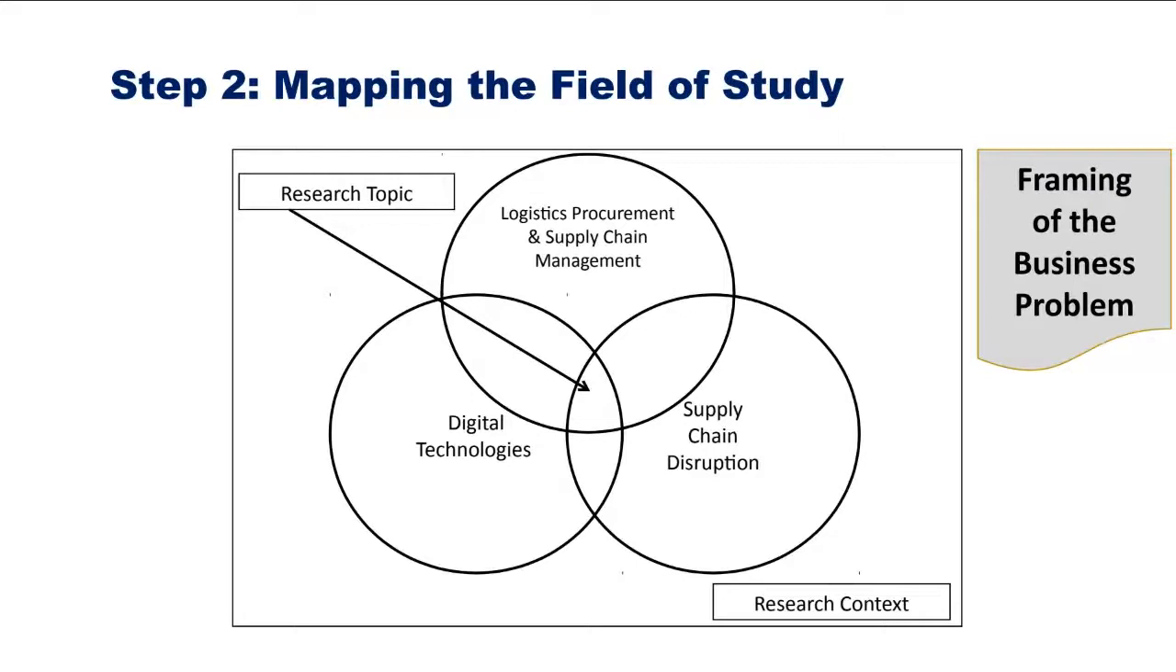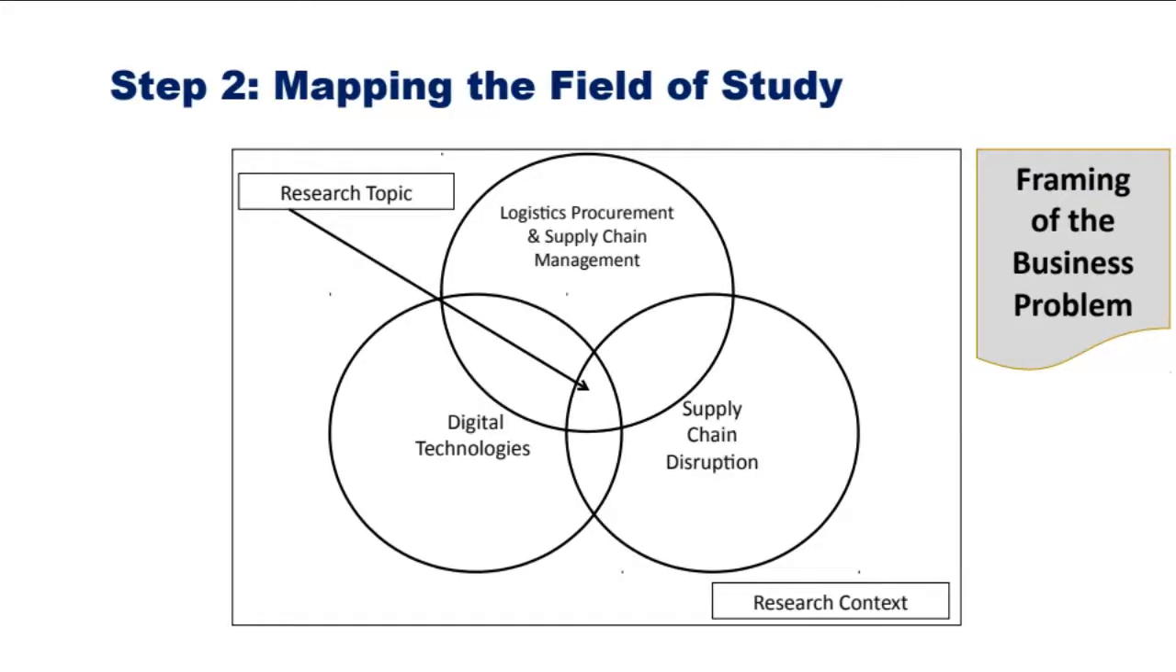When you are studying your research methodology modules, your tutor will help you in developing your research topics. The title of your research topic will help you identify these three terminologies that are available in these circles. Your topic will be the overlap of all these three circles right in the middle. That's your research topic. And your research context will be mentioned on the lower right hand side.